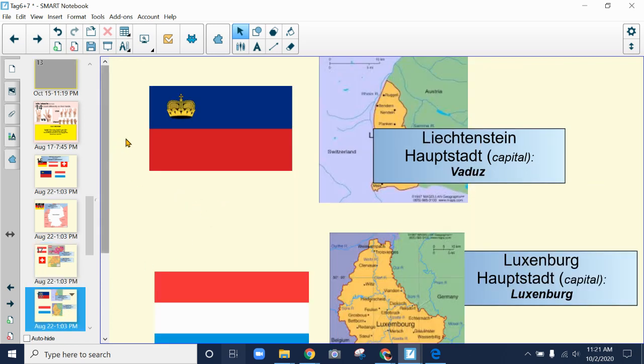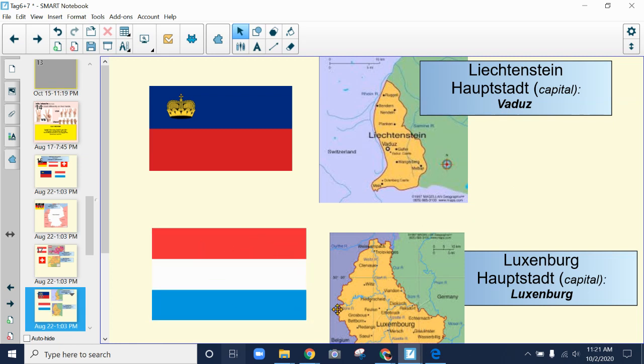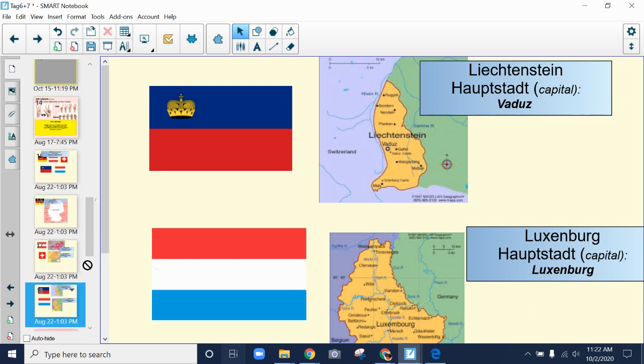And then last, Liechtenstein, very small country between Schweiz und Österreich. And Hauptstadt is Vaduz. And then Luxembourg, here's the flag. Also a very small country. And the easy part about Luxembourg is the capital, Hauptstadt, ist Luxembourg. So we did that in class.